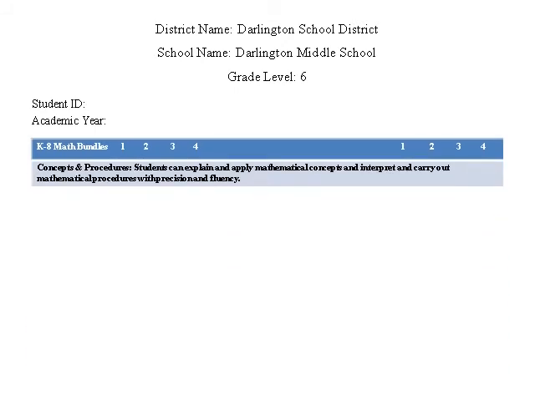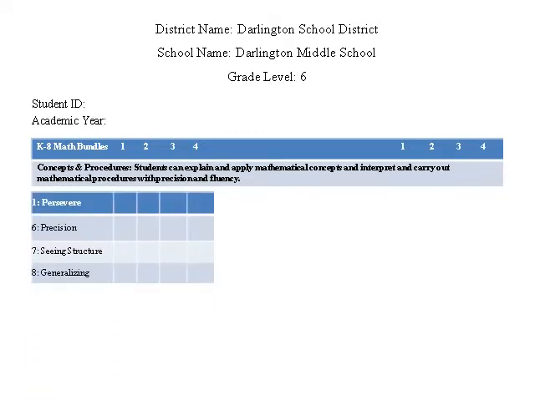As we move along, we look at another core subject, which is math. The math is set up on a 5-point scale, just like the English language arts. The concept and procedure here is students can explain and apply mathematical concepts and interpret and carry out mathematical procedures with precision and fluency. We have persevere, precision, seeing structure, and generalizing.